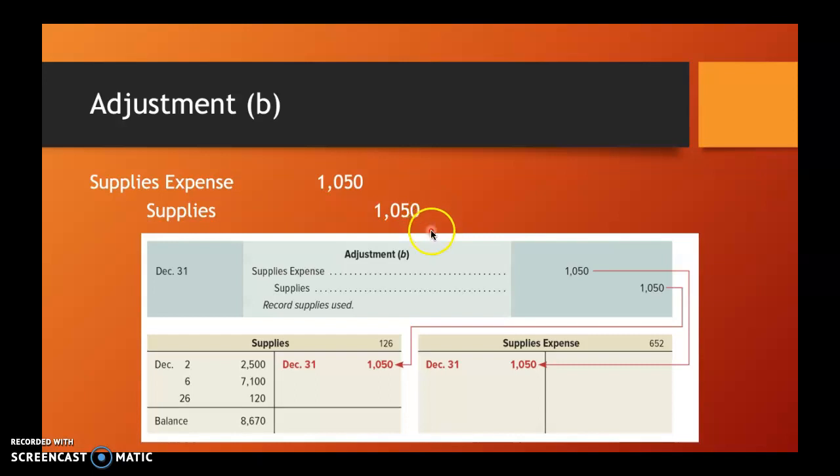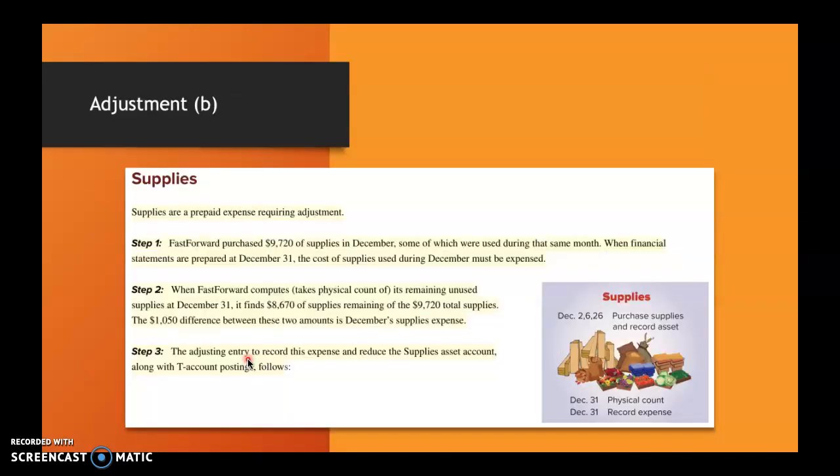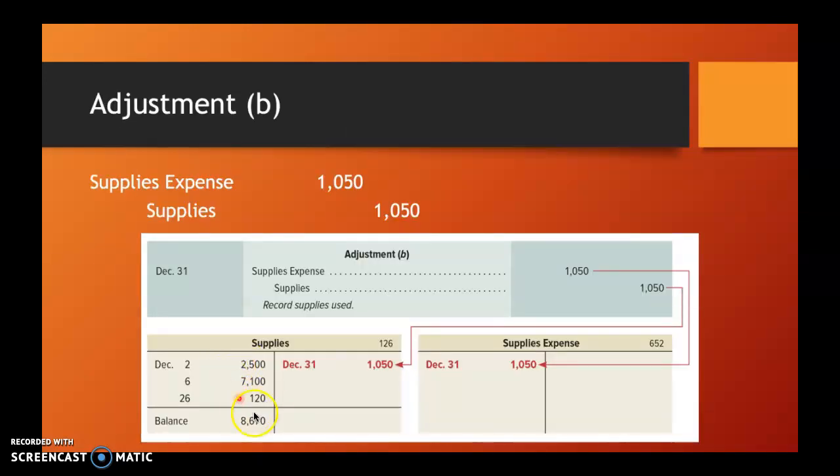You can see that this amount here was the amount they had on the last slide. I think $9,720 is how much was purchased. Because supplies is an asset, it has a debit normal balance. So when we buy supplies, it increases, so we debit it, and when we use supplies, we credit it. At the end of the year, the supplies balance is this amount here, $8,670. And then the expense, again, has a debit normal balance.